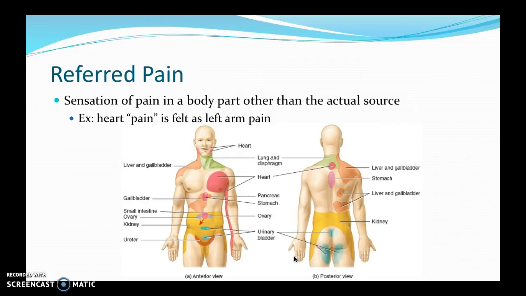Sometimes people can experience something called referred pain. This is when there is pain in a body part that is not the actual source. The source is usually a visceral organ, and the pain is perceived in the skin or muscles. For example, when a person is having a heart attack, their left shoulder and arm usually hurt. Or sometimes stomach problems can appear as pain between the shoulder blades.